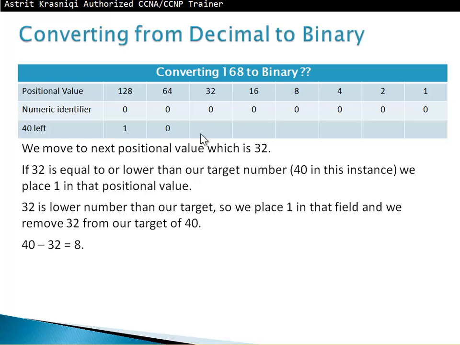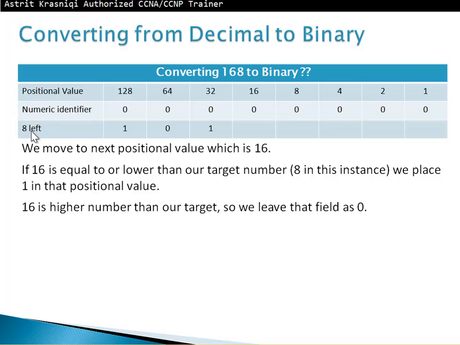We move to the next positional value, which is 32. If 32 is equal to or lower than our target number, 40 again, we place 1 in that positional value. It's true, 32 is lower than our target number, so we place 1. And then we remove 32 from our target, 40. So 40 minus 32 will leave us 8. So now a new target is 8. We move to the next positional value. You get the point of how it's going.